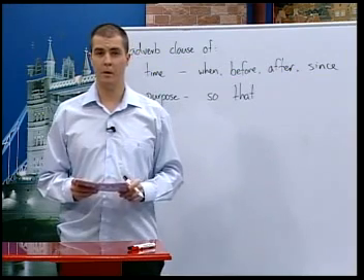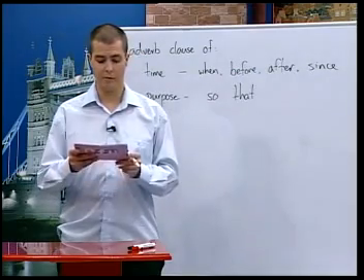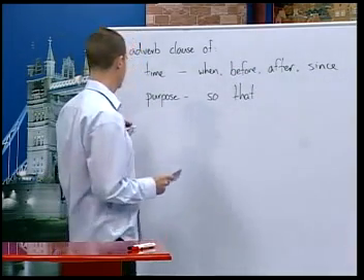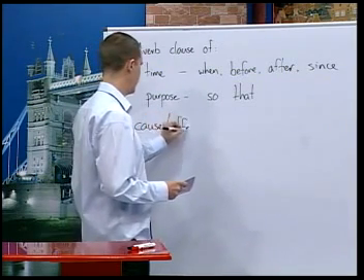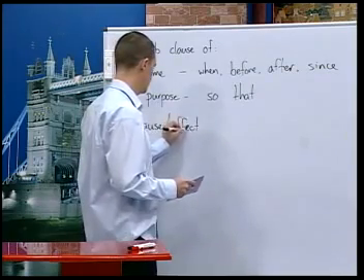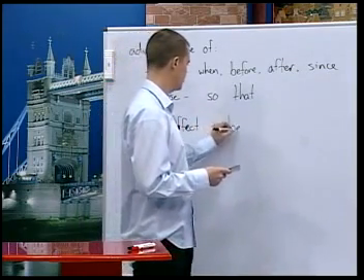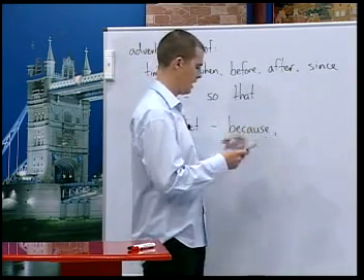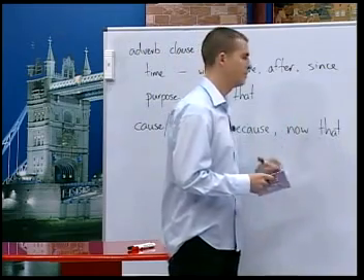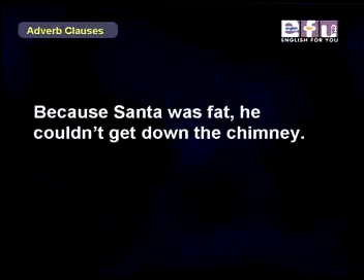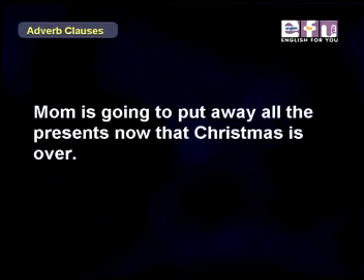The third type of adverb clause that we discussed was clauses of cause and effect. These use because and now that. For example, because Santa was fat, he couldn't get down the chimney, and Mum is going to put away all the presents now that Christmas is over.